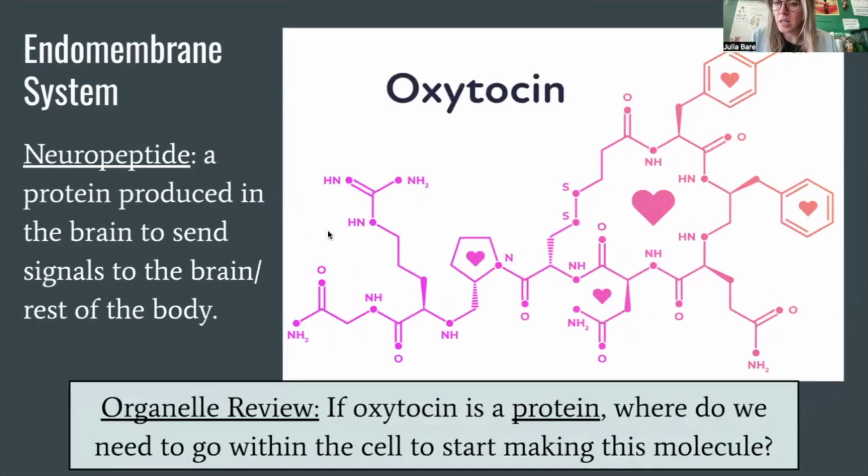It's a protein. And you can tell because it follows the carbon-carbon-nitrogen backbone. You have the carbon-carbon-nitrogen, carbon-carbon-nitrogen. It's just wrapped itself around itself. And you can see with the disulfide bridge there, it's wrapped its linear structure to make it a three-dimensional shape. Now, this is what's called a neuropeptide, which is a protein produced in the brain to send signals to the brain and the rest of the body.